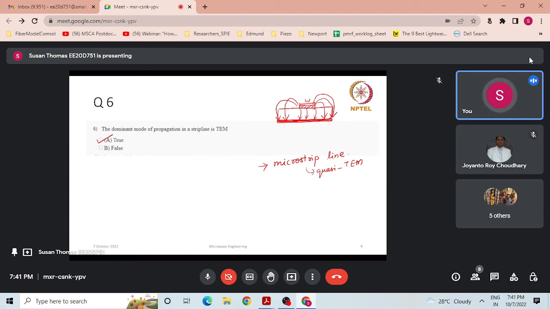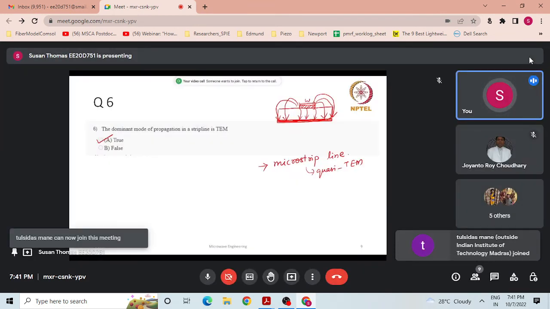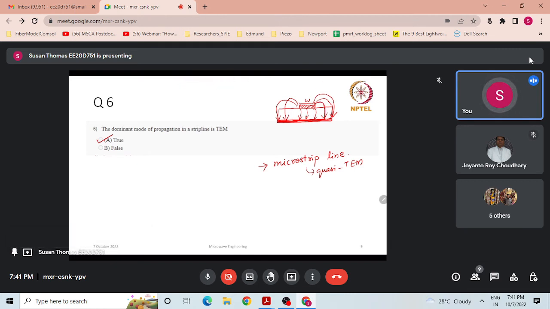If you look at the dimension, because the strip width is smaller, we don't really have straight lines. We have kind of this kind of lines. So this is a quasi TEM mode of propagation. In case of a strip line, we have the strip and the ground plane above and below. So it's purely TEM mode of propagation. In case of a microstrip line, it is a quasi TEM mode of propagation. So let's go to the next question.